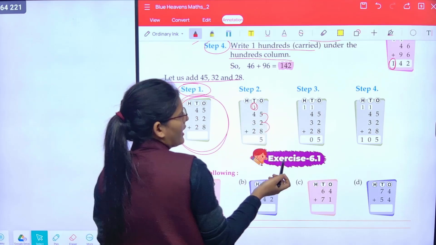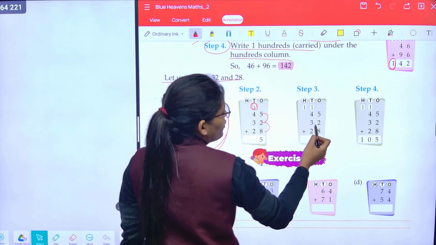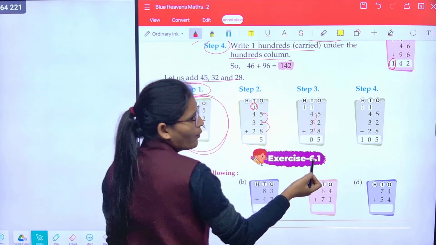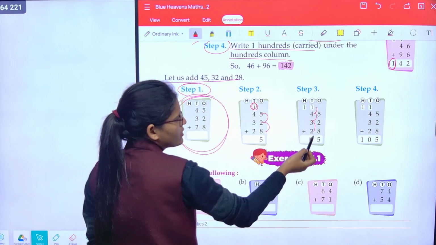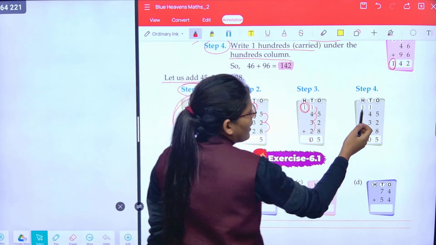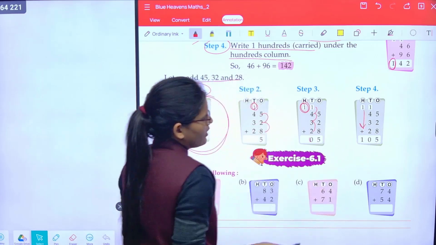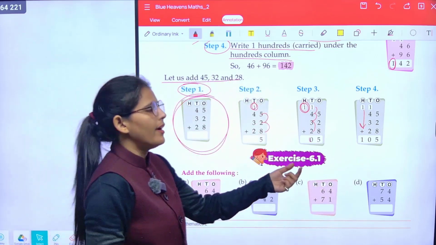Now 1 carry. Now 2 plus 3, 5, 5 plus 4, 9, 9 plus 1 carry, 10. Write 0 under the tens column. 1 carry. Now 1 will come downside. Okay, now it is 105.